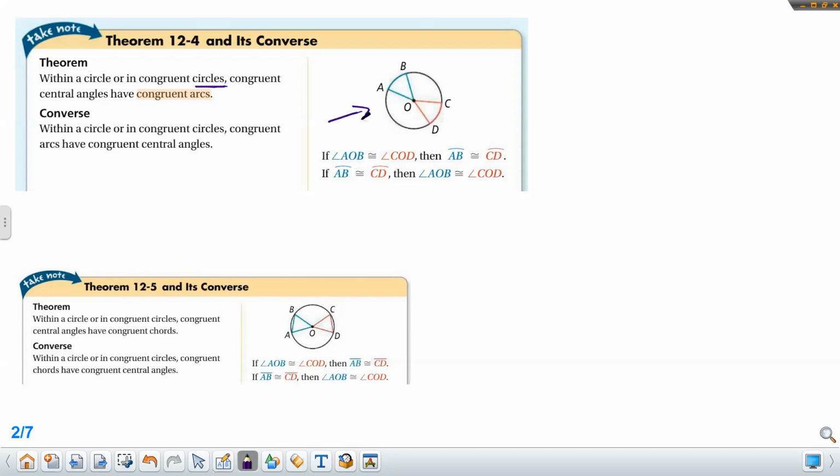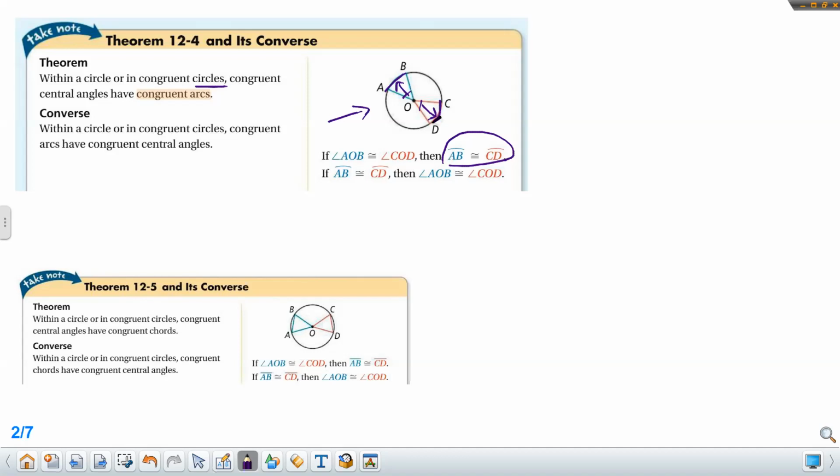So in this figure, we can say if measure angle DOC equals measure angle AOB, then arc DC is congruent to arc AB. This is in the same circle or in congruent circles. So if measure angle AOB equals measure angle DOC, then arc AB is congruent to arc CD. And the converse is true too: if arc AB is congruent to arc DC, then measure angle AOB equals measure angle DOC.